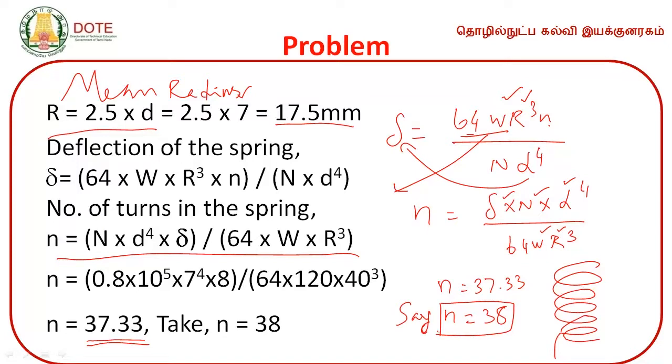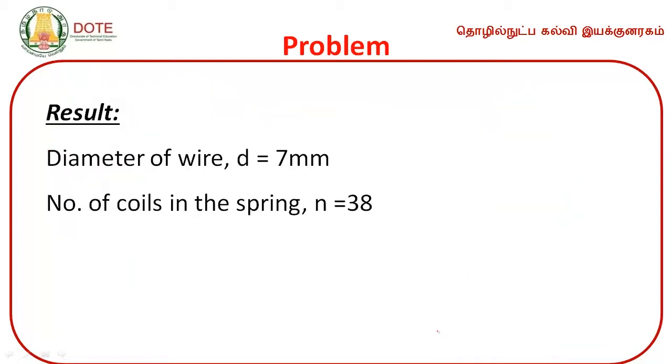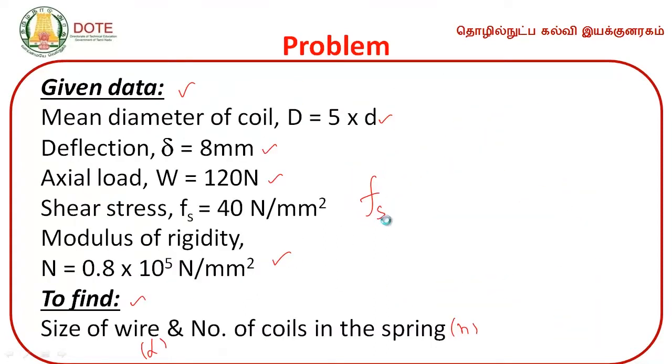We are taking the next value, n is equal to 38. Now we go to write the answer. Result: diameter of wire d is equal to 7 mm. Number of coils in the spring n is equal to 38. Diameter of the wire d is equal to 7 mm and the number of coils in the spring n is equal to 38. Let us have a small quick revision.